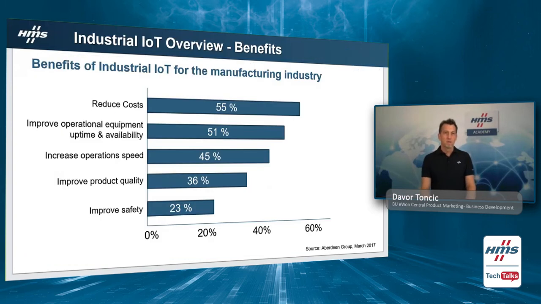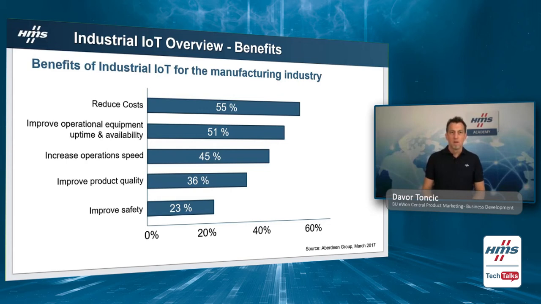When talking to companies about the benefits they see with connecting things, the majority of them say that it's to reduce costs, but also to improve operational efficiency, uptime and availability, and also to be able to produce more, but also as a way to get the information back and improve the product quality.